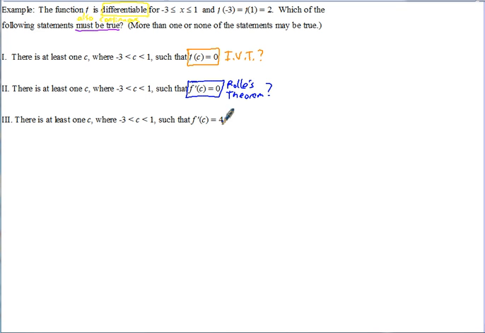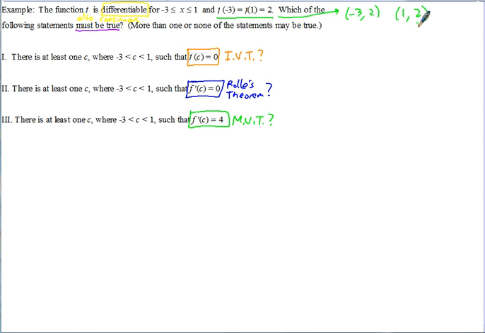And this one, where the derivative is not 0, it's something else. We're trying to apply the mean value theorem. So for the intermediate value theorem, it's probably easiest if you just sketch a graph of this. This gives you actually 2 points on the graph. When you plug in negative 3, you get 2. And when you plug in 1, you'll also get 2.